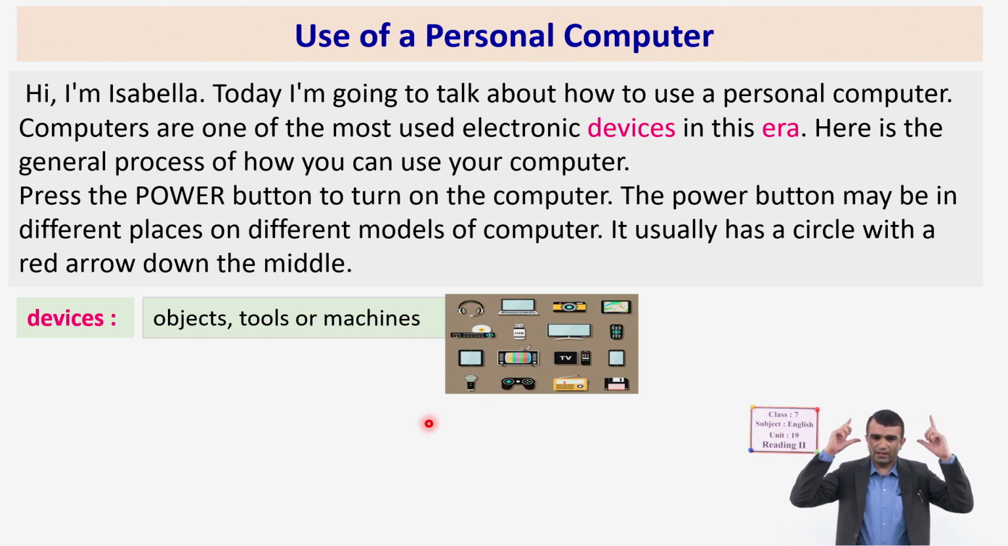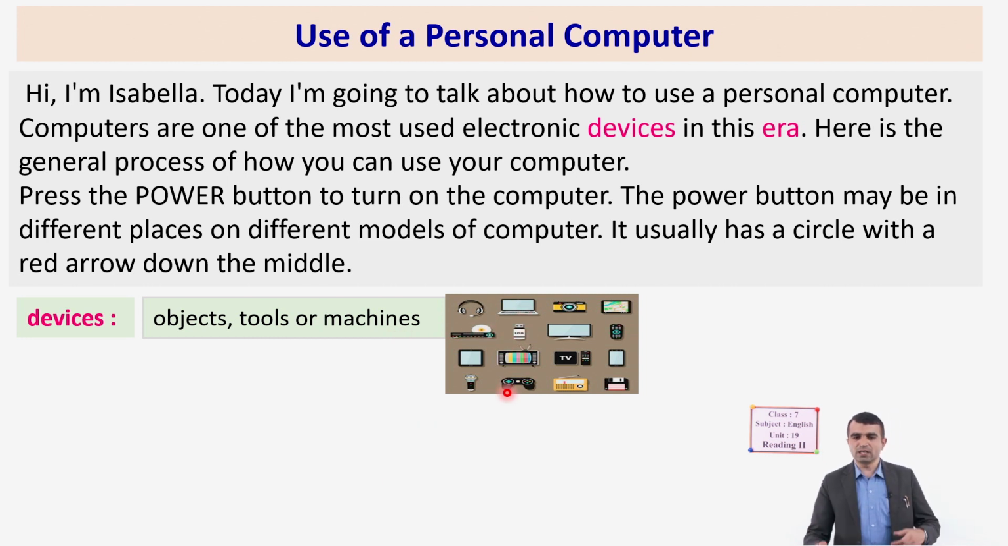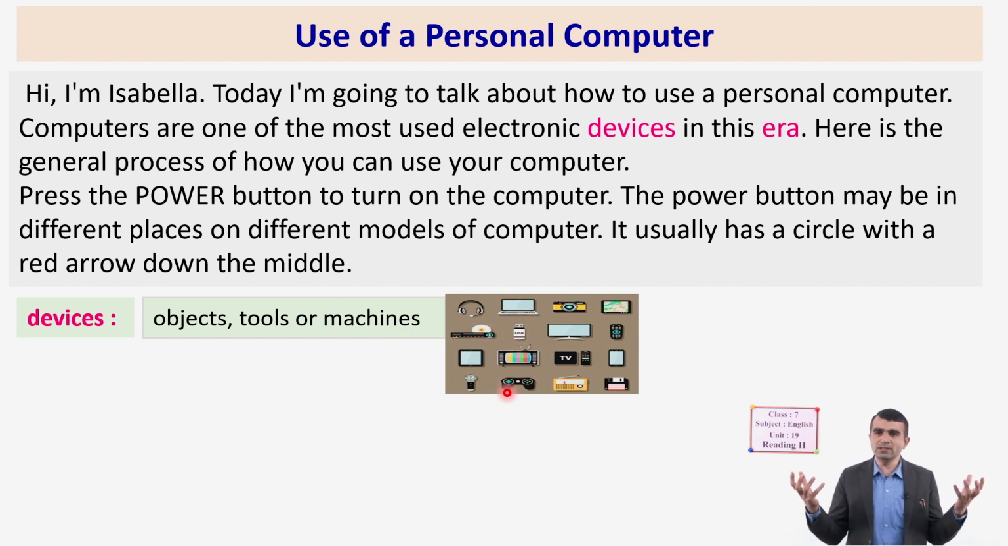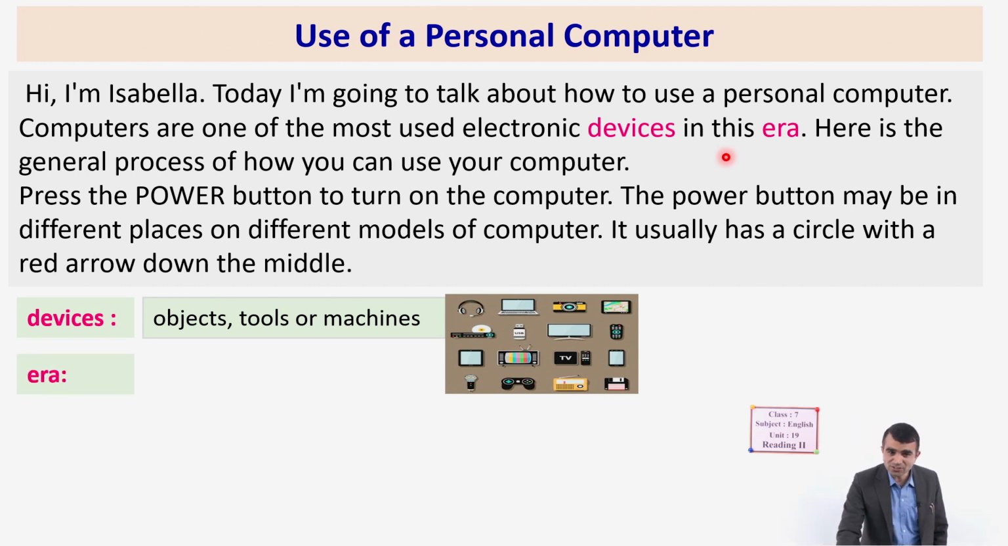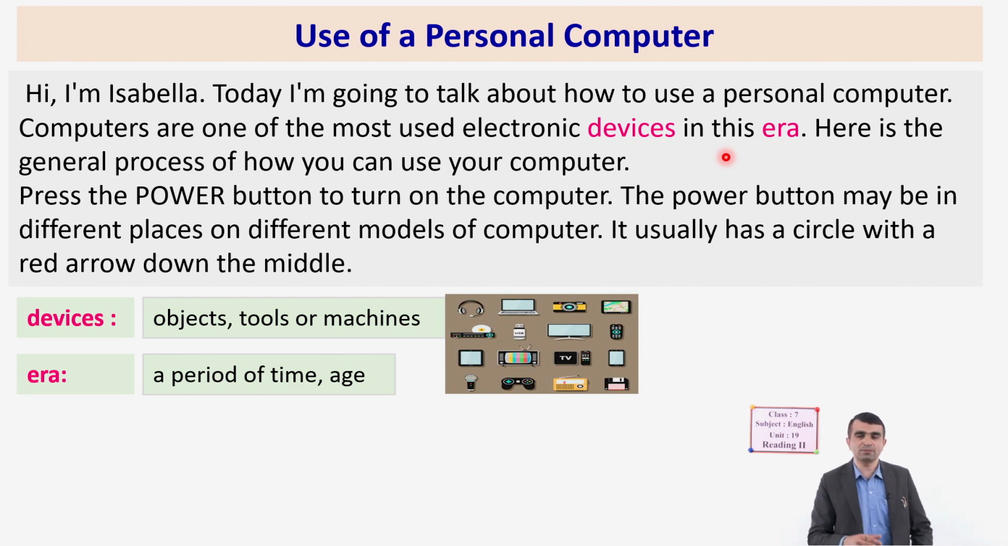Headphone is one device, is it? Laptop another device. CD player, pen drive, all these are devices, aren't they? Tools, machines. Good. And then electronic devices in this era. What does era mean? Era means a period of time or age, isn't it? This era means this age, isn't it?